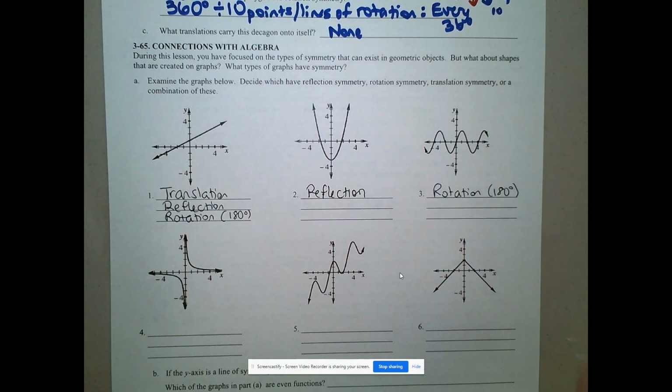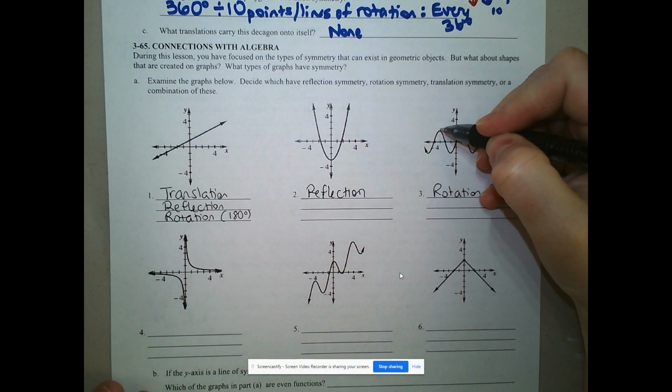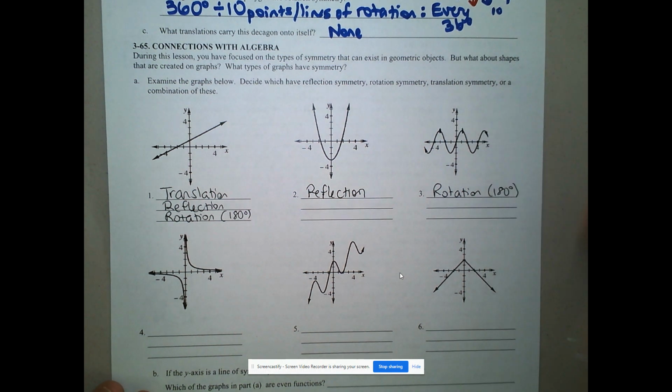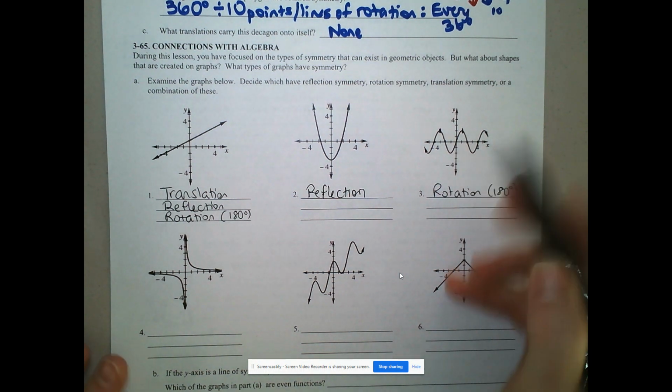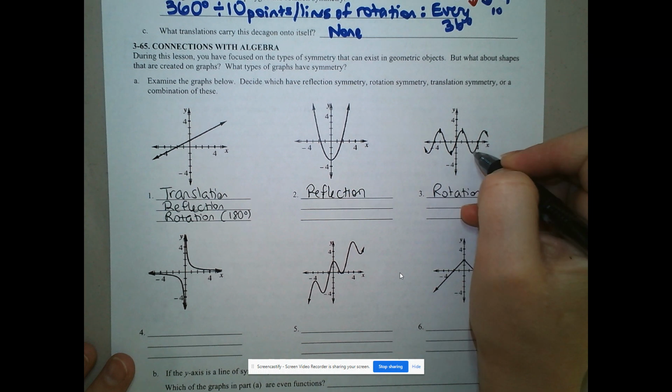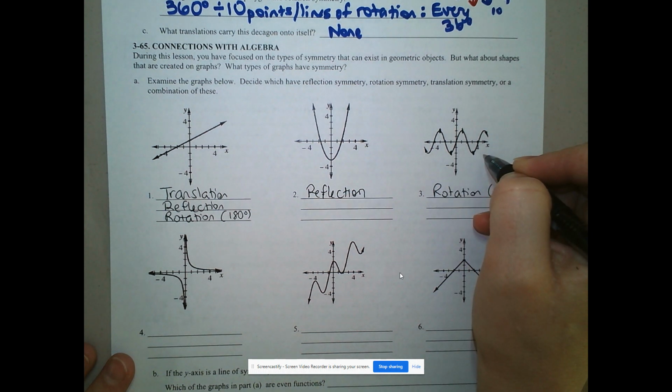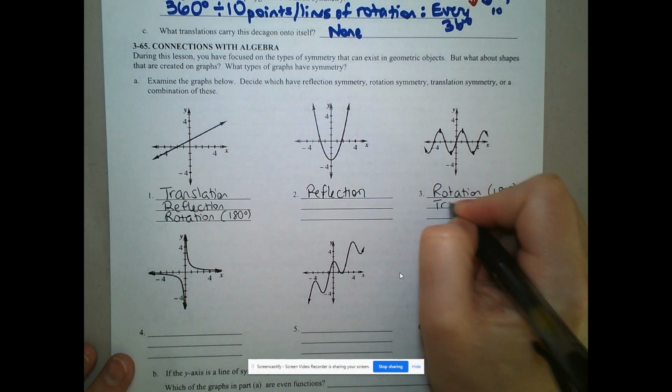And it would be translational, which is kind of funky because I can shift it. If you look, right here is a maximum and right here is another maximum. So if I were to shift it that distance, then all of the maximums would line up on top of each other. If I were to shift this one, all the minimums would line up on top of each other. So it does have translational.